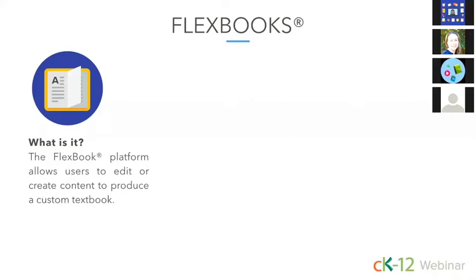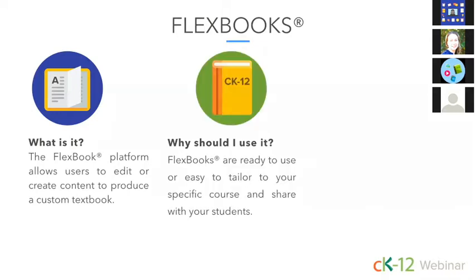So what is it? The CK-12 FlexBook platform allows users to edit or create content to produce a custom textbook. As you probably guessed by the name, we put two words together, flexibility and textbook, and designed these FlexBooks to overcome some of the limitations of traditional textbooks, as well as to reduce the cost of textbooks for the K-12 market because they're all easily accessible, customizable, and free.